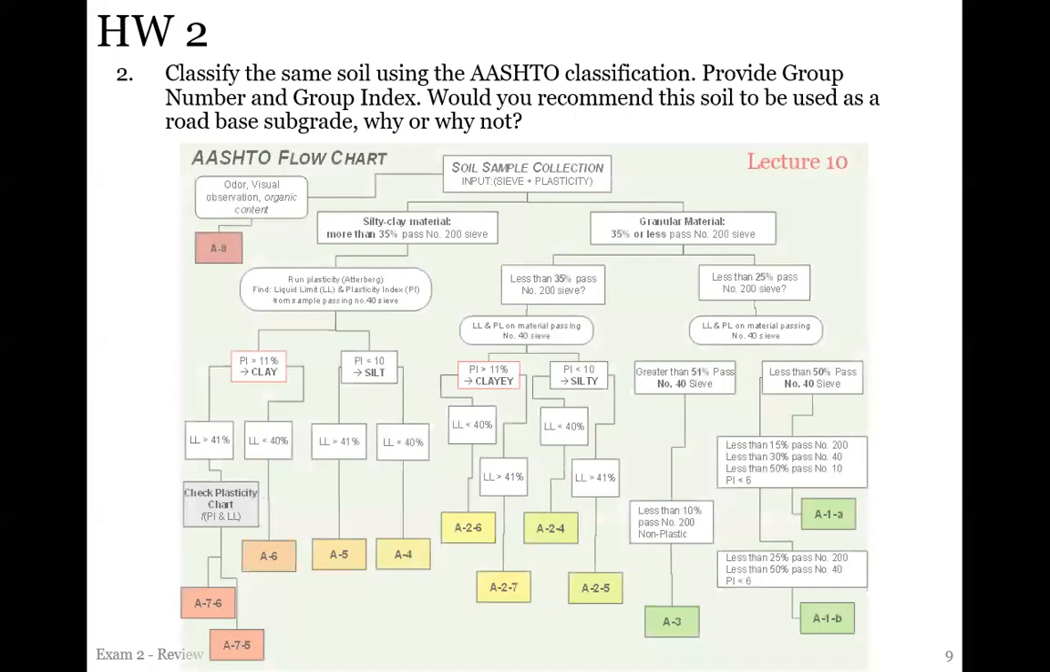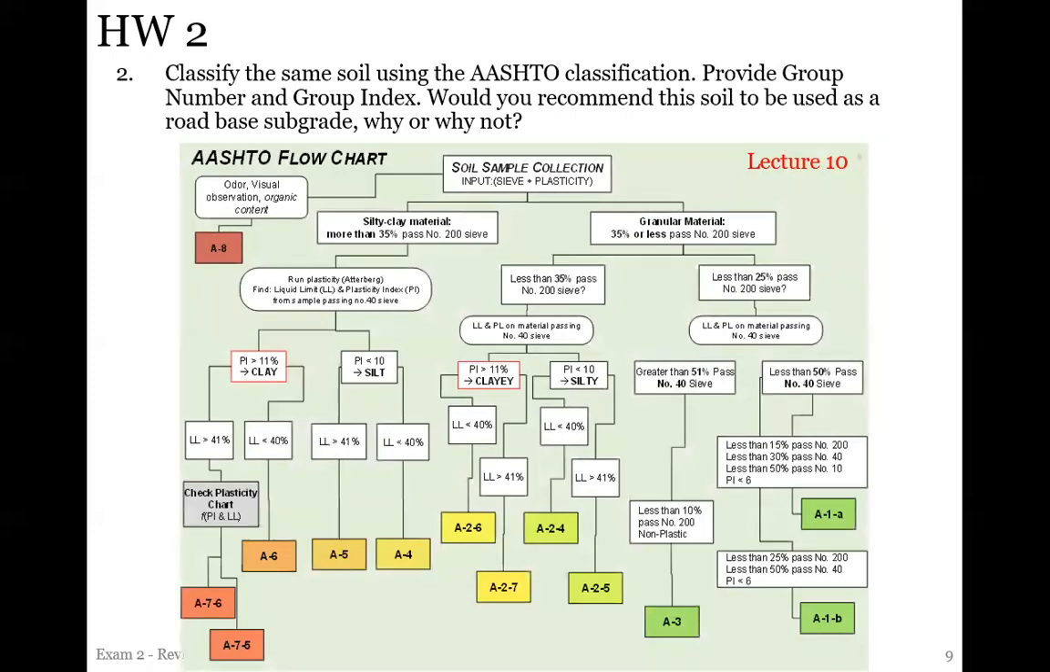So the AASHTO flow chart looks like this. The big difference between AASHTO and USCS, besides the application, is the differentiation here on the 200 sieve. Where the USCS says 50% is that dividing line, the AASHTO people say 35% is that dividing line. So that's an important difference between these two. This is from your lecture 10.